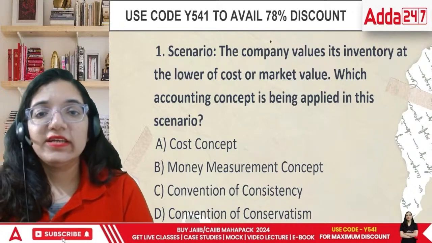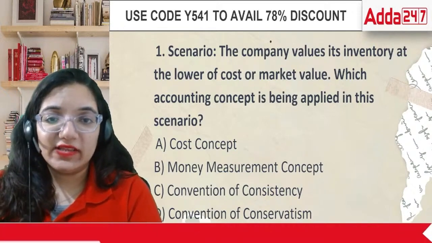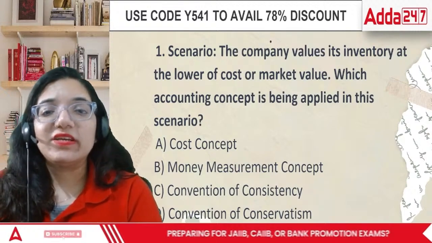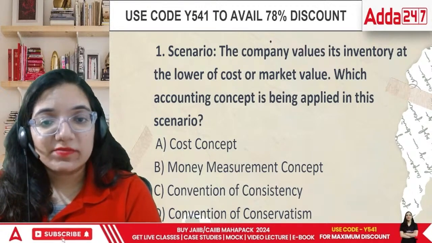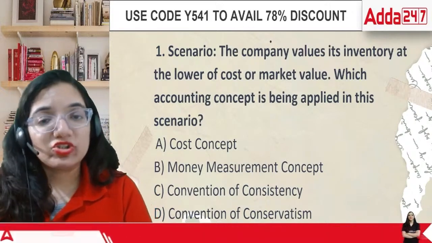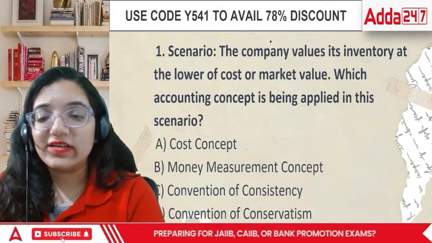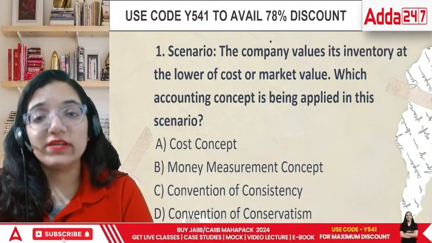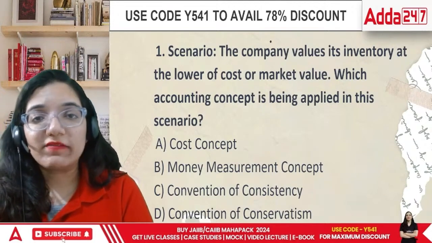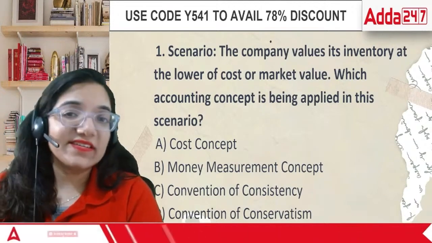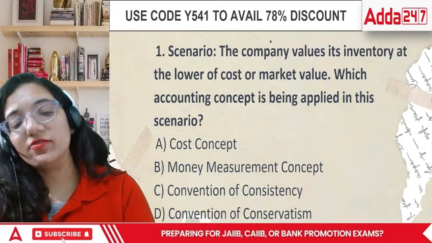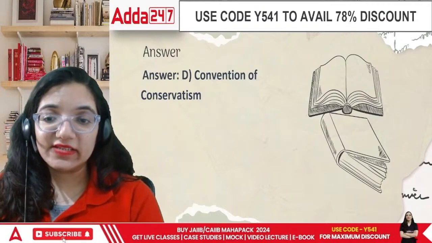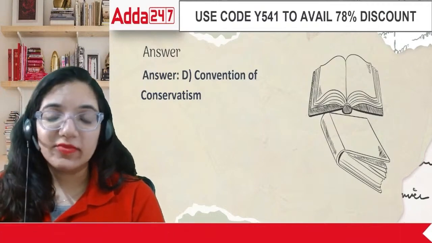Scenario first, the company values its inventory at the lower of cost or market value. Which accounting concept is being applied in this scenario? Cost concept, money measurement concept, convention of consistency, or convention of conservatism? The company is valuing inventory at lower of cost or market value. That means you're not trying to overstate things. You are trying to show it at the original price itself. It is the convention of conservatism, that is, anticipate the losses but not profits.